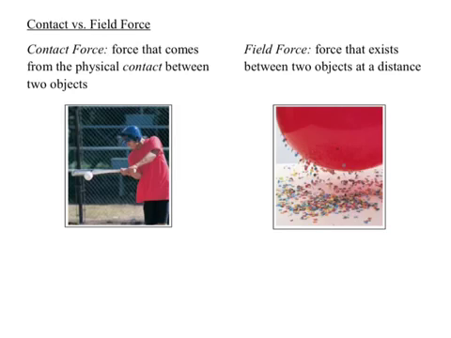Let's take a look at the difference between contact and field force. It's pretty obvious when you look at the definitions. Give me other examples besides what you see on here. Contact force, a force that comes from physical contact between two objects. A field force is one that exists at a distance. Okay, if you don't want to use the word contact in its definition, you could say from the physical interaction between two objects. Okay, if you don't want to use the word contact, you can say interaction.